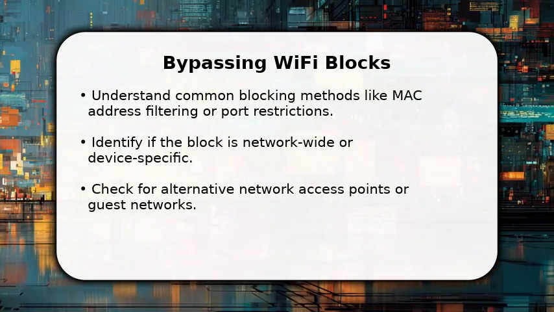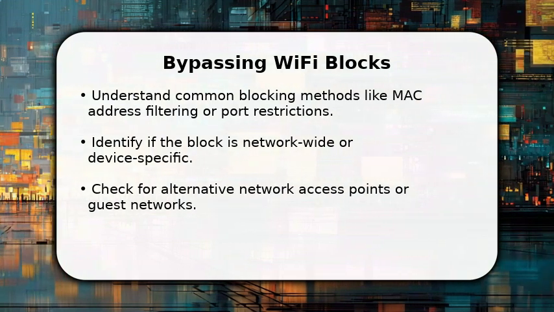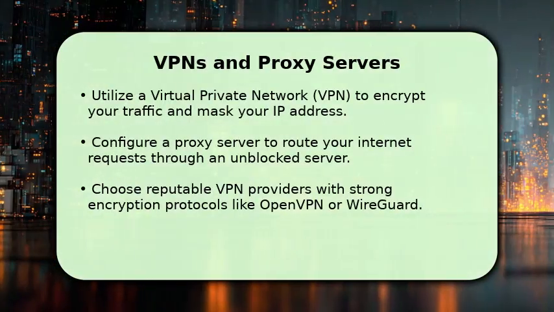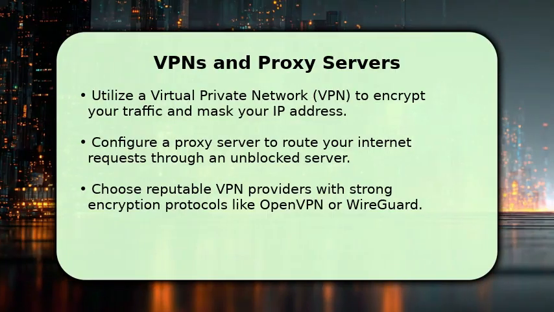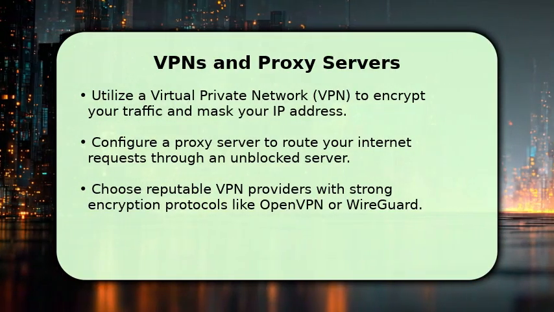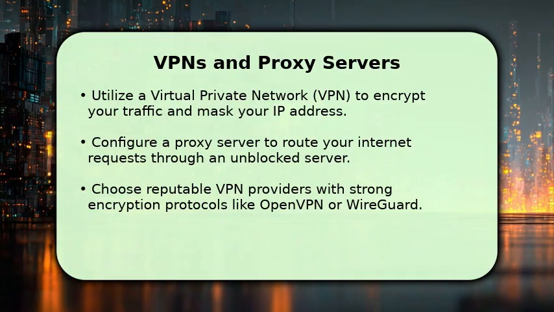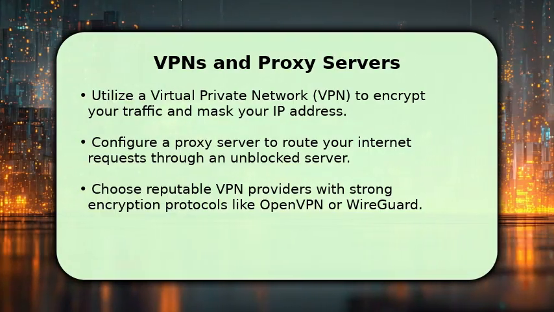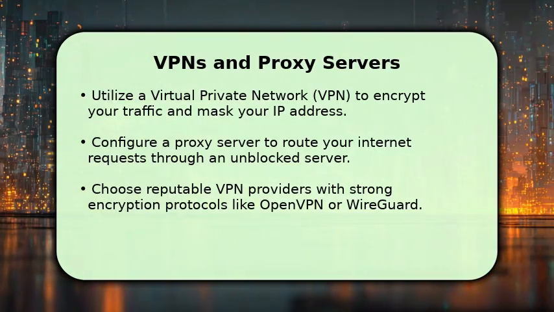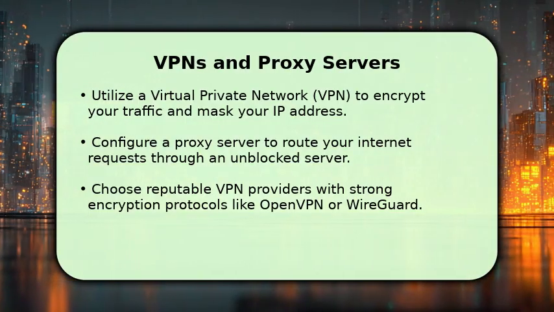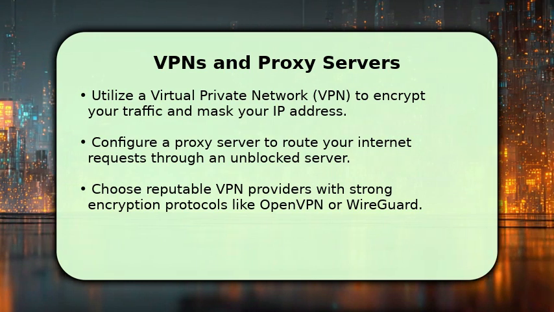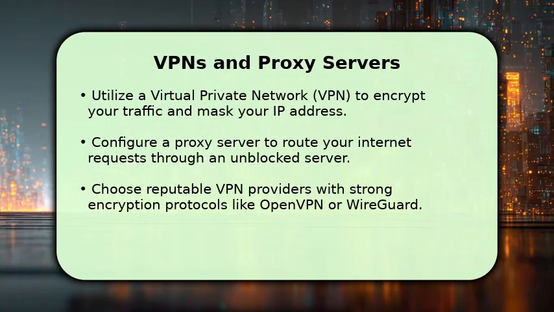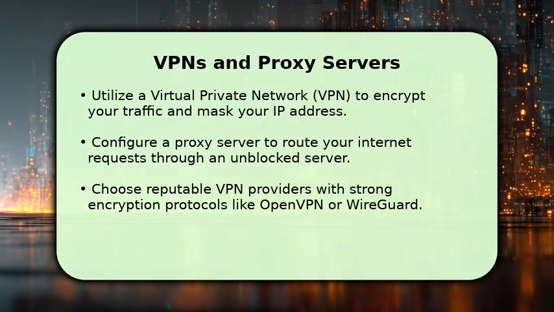Identifying the specific barrier is your first and most important step towards regaining access, saving you time and effort in the long run. One of the most effective ways to bypass network restrictions is by using a virtual private network, or VPN. A VPN encrypts your internet traffic and routes it through a server in a different location, effectively masking your true IP address. Alternatively, a proxy server can also reroute your requests, making it appear as if you're accessing the internet from an unblocked source. Always choose a reputable provider with strong encryption, like AES 256-bit, to ensure your data remains secure and private while bypassing those blocks.